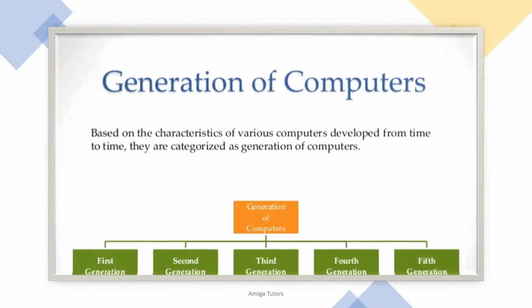But this computer which we are using now is not the first one. Computers were invented much earlier. Based on the characteristics of various computers developed over time, they are categorized as generations of computers. The one we are using now comes under the fourth generation of computers. So there are first, second, third, and fifth as well. Let's talk about this.